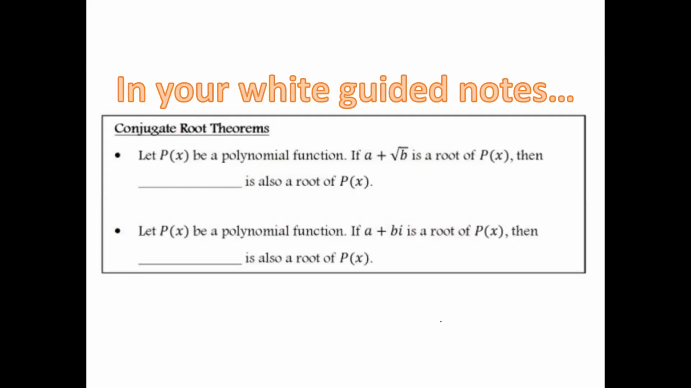We're going to start this off by saying: let p of x be a polynomial. If a plus the square root of b is a root, which means you can potentially find a zero of this polynomial p of x, then the conjugate, which is the opposite, a minus the square root of b, is also going to be a root. That applies not just to square roots, but also to imaginary numbers. So let p of x be a polynomial function. If a plus bi is a root of p of x, then similarly a minus bi is also going to be a root of p of x.